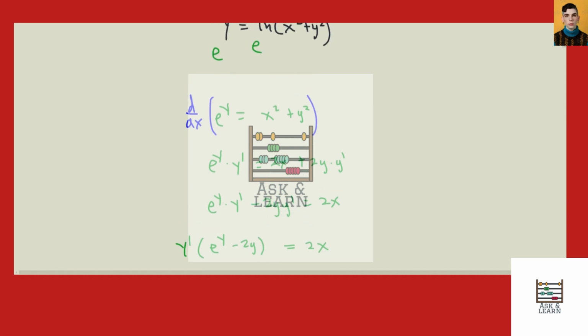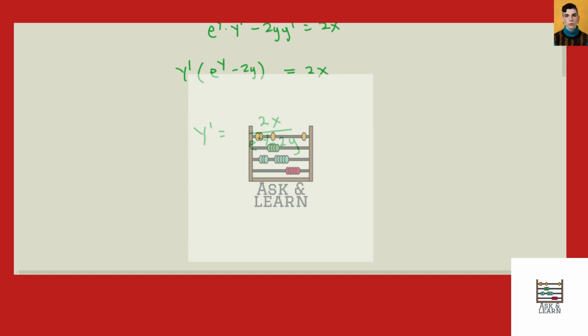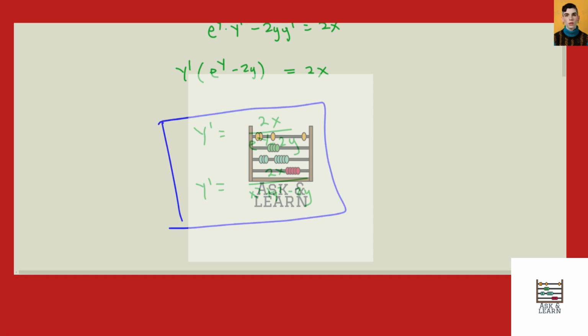Well, if we come back up to here, notice how we have e to the y is equal to x squared plus y squared. So we can come down here and just plug that in. So it'd be y prime is equal to 2x over x squared plus y squared minus 2y, which is exactly what we were given. So, both of these are valid solutions.